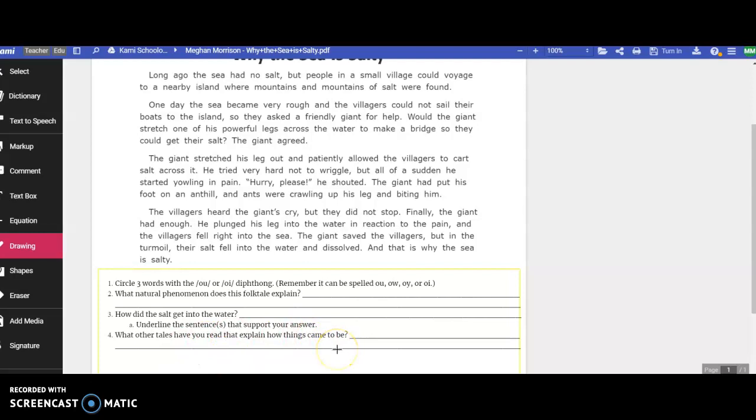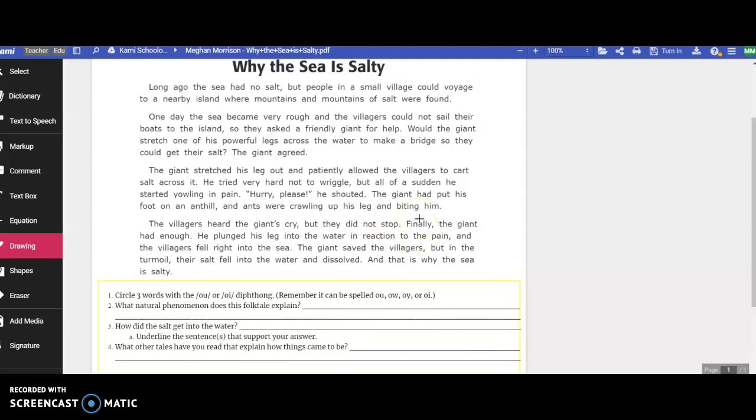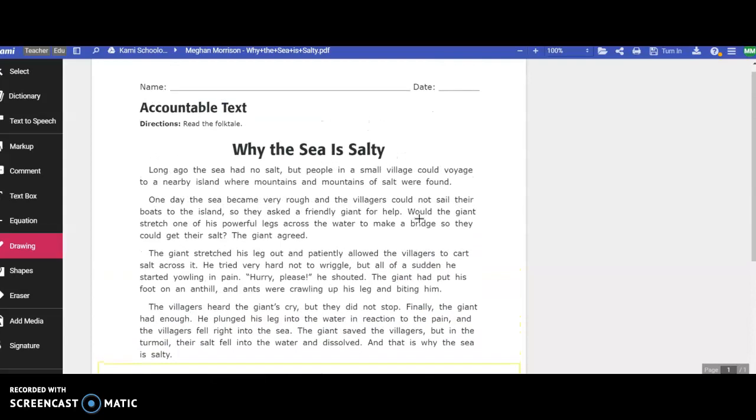You can look one up if you want, or try to think of a time where a teacher's read one to you or you've heard one in one place or another. As always, if you're stuck, if you need help, if you have questions, let me know. You got this.